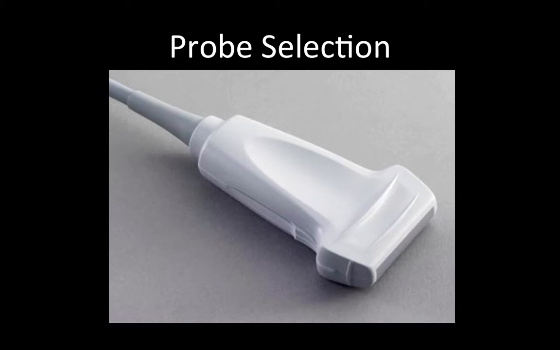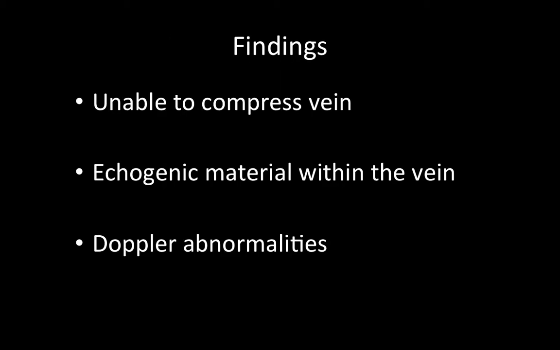We're going to be using a high-frequency, superficial, linear probe. And what we're looking for is an inability to compress the veins, findings of echogenic material within the veins, or Doppler abnormalities. Compressibility is really the big one. You want complete apposition of the vessel walls. Intraluminal material and Doppler are less sensitive.